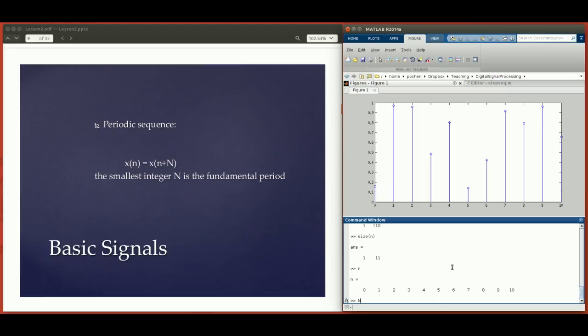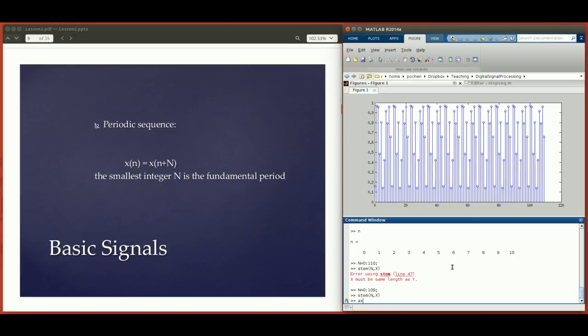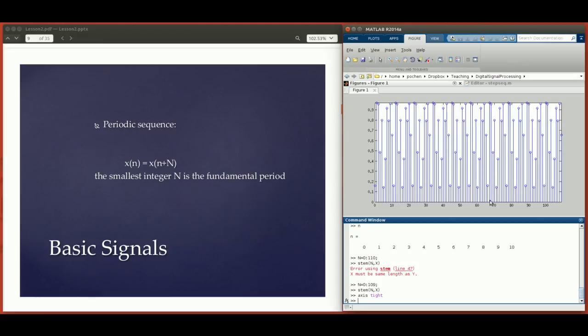So let's construct big N equals 0 to 110, and then make a plot of big N and big X. Oh, sorry, 109 actually. And you can see the pattern that's repeating itself. Maybe repeating it 10 times is too many, but you can see the cyclic nature of this particular periodic sequence.